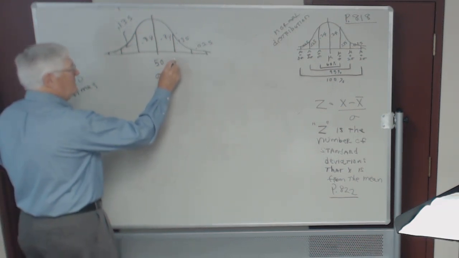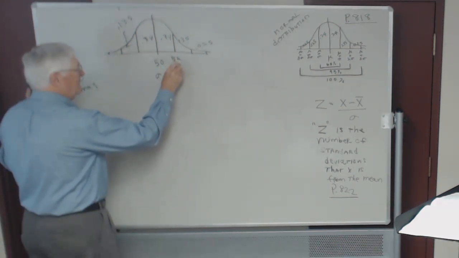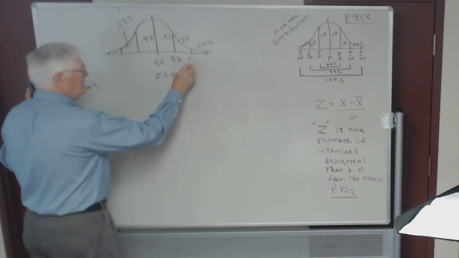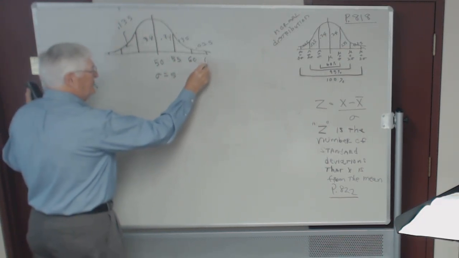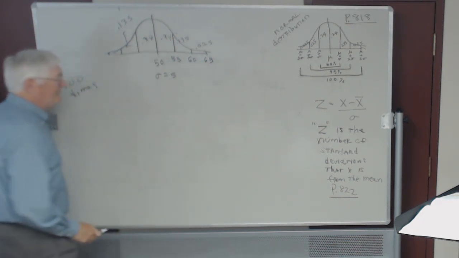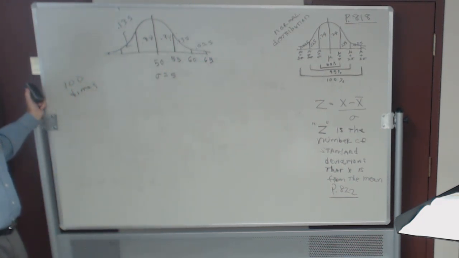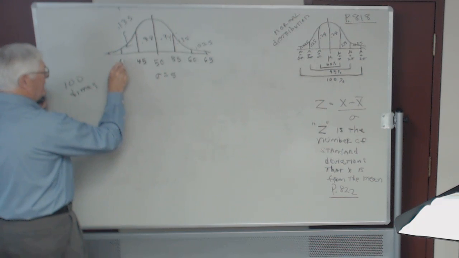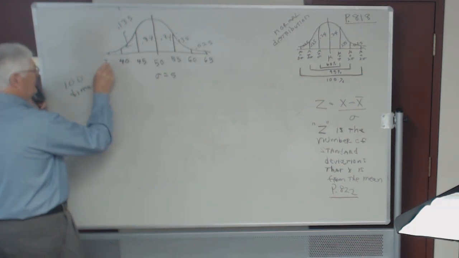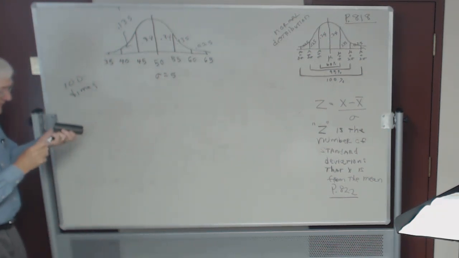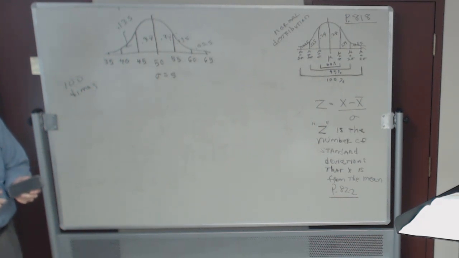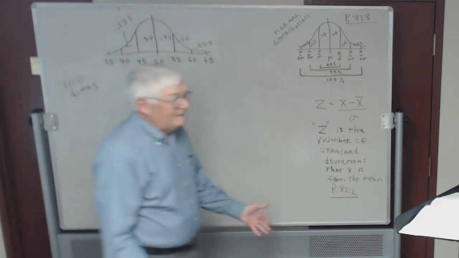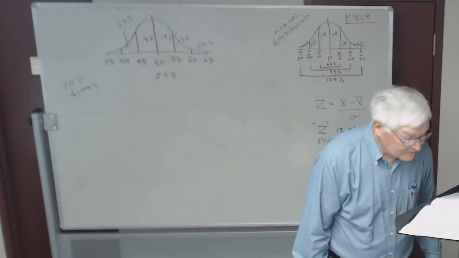What's this number? 55. What's this one? 60. What's this one? 65. Everybody see where I'm getting those numbers? What's this one? 45. What's this one? 40. Does everyone see where I'm getting those numbers? So now that I've filled in the chart, I can answer the questions.